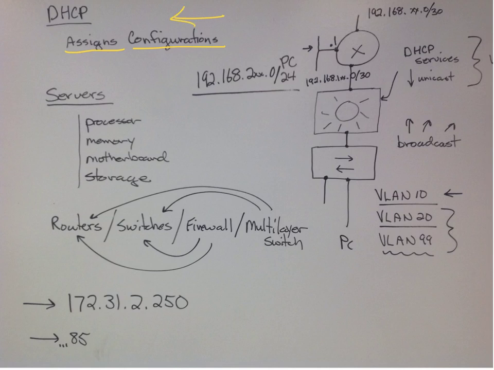DHCP, dynamic host configuration. So, we talked about servers and routers and switches. They all have processor, memory, motherboard, storage. We started out here, talked about routers, switches, firewalls, multi-layered switch.